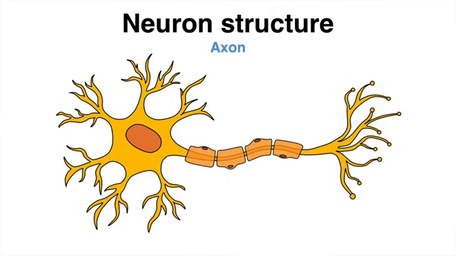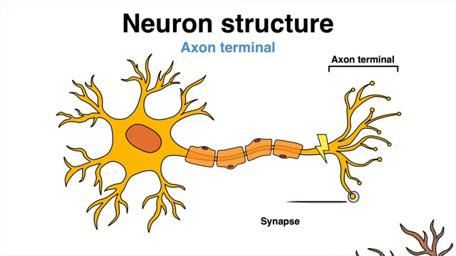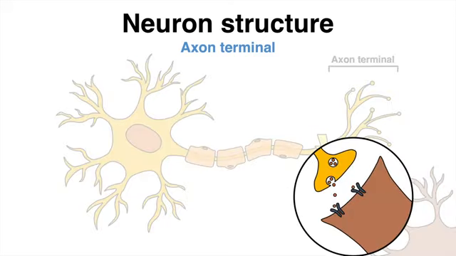Finally, the action potential reaches the axon terminal. This is the end of the axon that forms a synapse. The synapse is the junction between the axon terminal of one neuron and the dendrites or cell body of another neuron or target cell. Here, neurotransmitters come into action. These chemical messengers stored in vesicles are released from the axon terminals and bind to receptors on the dendrites or cell body of the target cell, allowing for the transmission of signals between neurons.